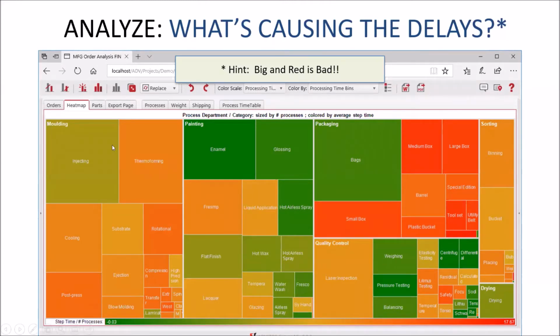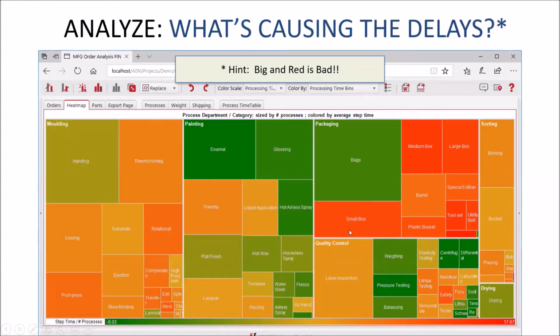There's molding, and there's a set of processes in molding. There's painting, a set of processes in painting. Packaging, a set of processes in packaging. Quality control goes through, sorting, and then drying. So if you look at this, and I told you that the size of each of these boxes, like packaging bags, that's a big area. That's sized by the number of processes. So there's a lot of action in bags, and it's colored by the average step time. So red is really long, like 18 days, and green is really short. I don't know why it's minus, but pretend that's 0.